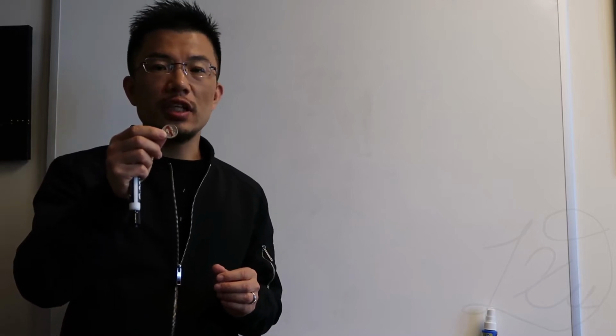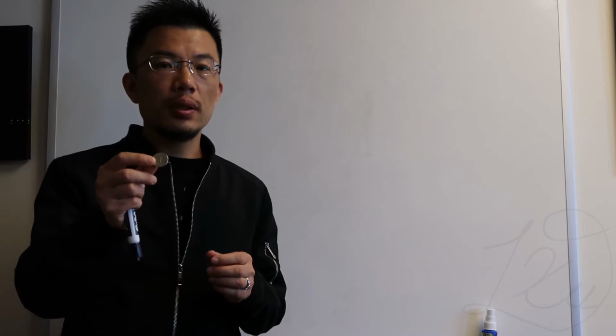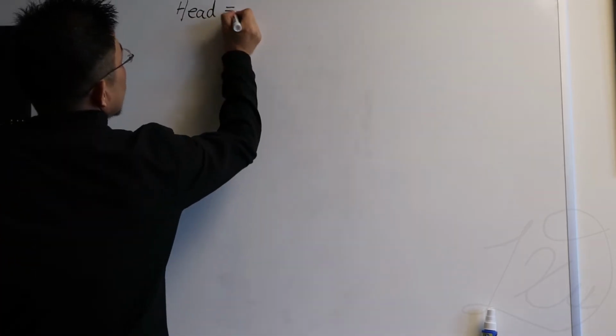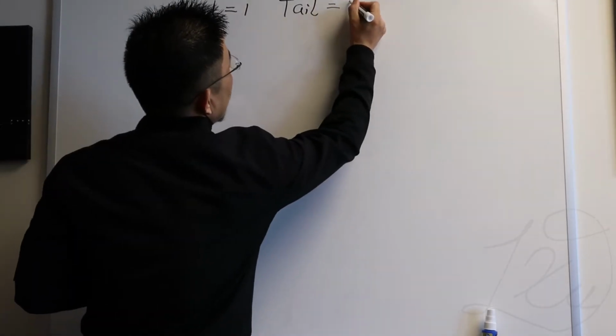Here I have a quarter coin. I have marked number 1 on the head side of the coin. If we end up with head up, I will give the result of 1. If we end up with the tail up, the score is 0. So head equals a score of 1, tail equals a score of 0.